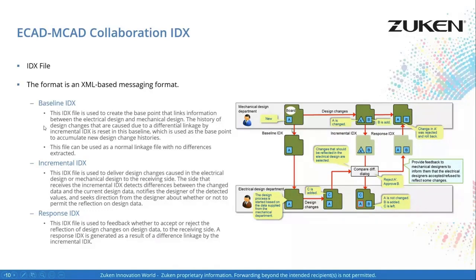Okay, so just to go over some of the baseline, incremental, and response. So the baseline IDX, obviously you've got some information here you can read, but I'll just summarize it really for you. The baseline IDX is just really creating a snapshot, which will be used for reference when you import a future incremental IDX file. This will allow you to see what's changed, allow you to accept or reject the changes, and then send back a response IDX file.